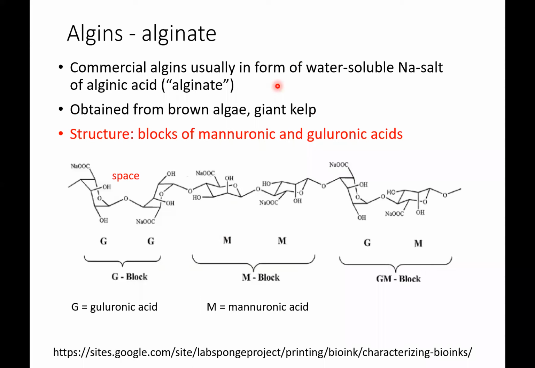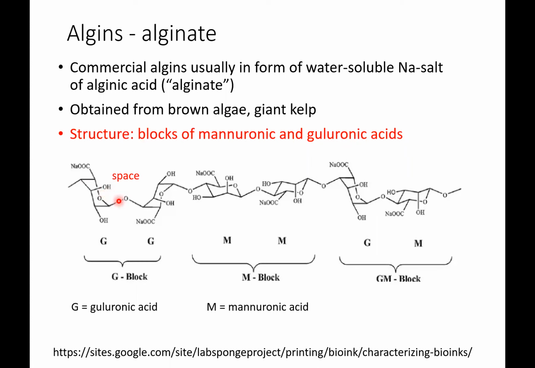Alginate is obtained from brown algae, from the giant kelp that you find in many oceans, in warm and cold oceans. It is built of G blocks, guluronic acid, or M blocks, mannuronic acid, or GM blocks. So it's alternating here in a non-organized manner, of course. What's really important for gel formation are the G blocks.